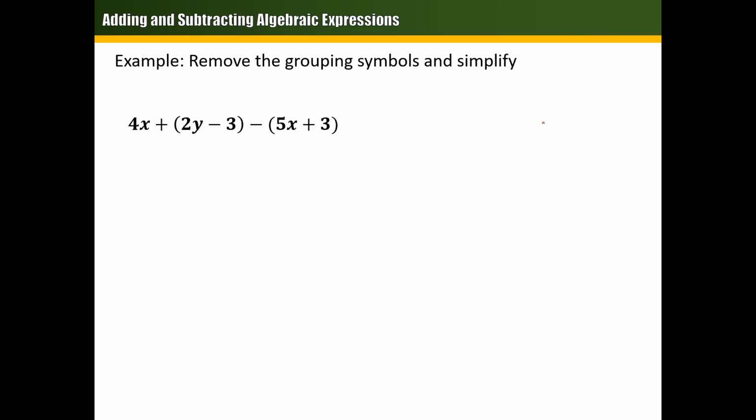Now, punta tayo sa mas mahirap na example. Remove the grouping symbols and simplify. So observe muna natin yung ating given. Doon sa nakagroup na 2y minus 3, ano yung nasa harap? That's positive. So walang magbabago sa sign niya pag inalis natin yung grouping symbol. However, yung 5x plus 3, negative yung nasa harap niya.